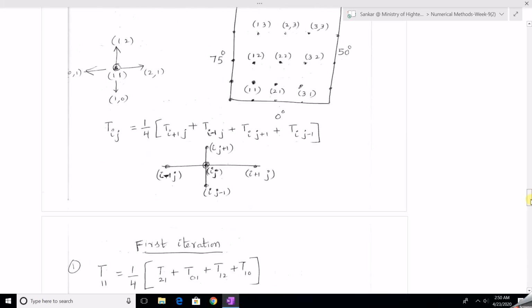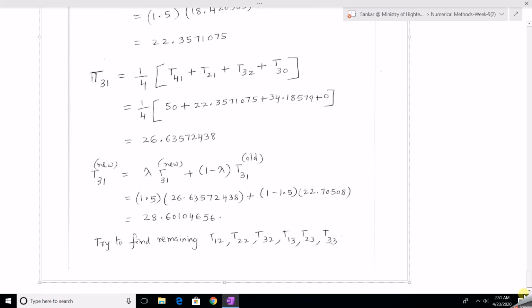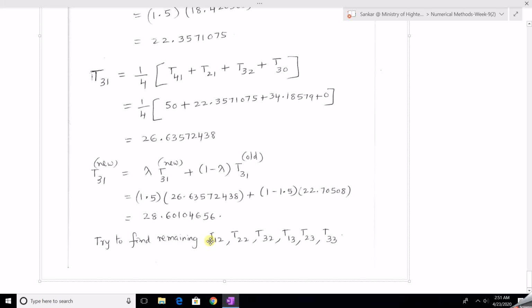So here I have found the temperatures in the second iteration at these points 11, 21 and 31. Similarly, you can find the temperatures at the other points. I am leaving this for you as an exercise: to find the temperatures in the second iteration at these points 12, 22, 32, 13, 23 and 33. So try to find the remaining temperatures in the second iteration. So this is the end of this video.